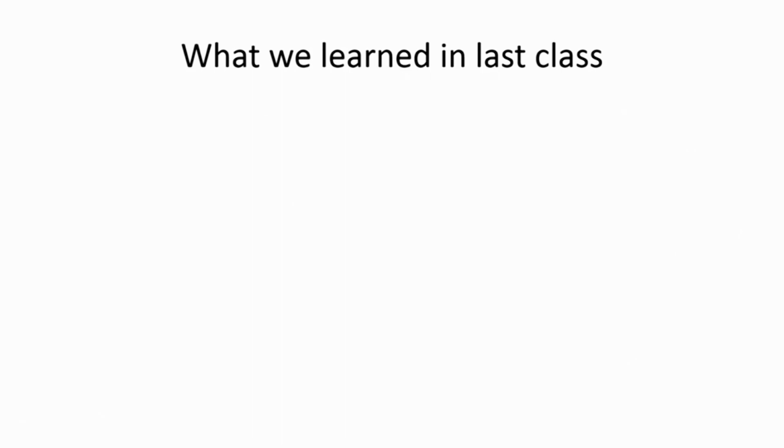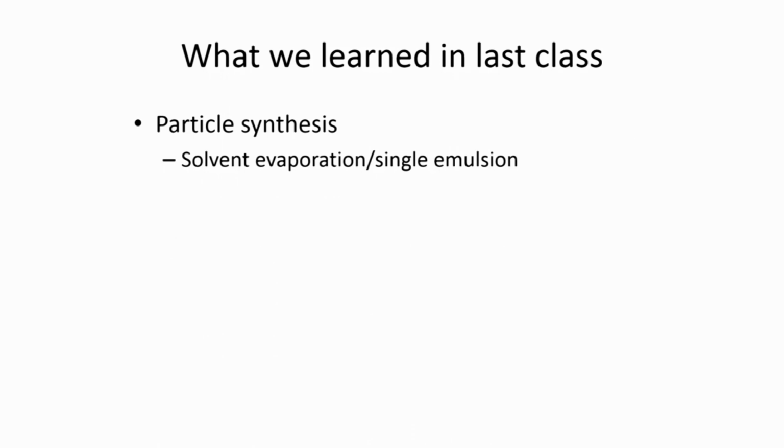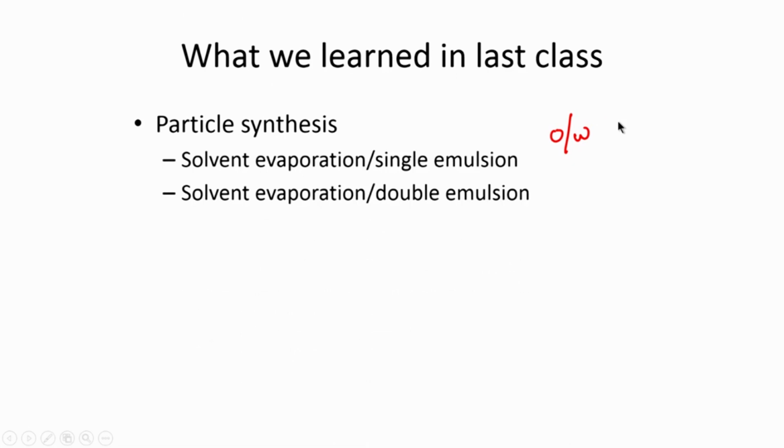Just a quick recap of what we learned in the last class. We are currently talking about particles, micro and nanoparticles, and going over some of the synthesis methods for these particles. We talked about particle synthesis, and in that we basically covered two things. One is solvent evaporation via single emulsion method, that is oil in water, and the other thing we talked about was a double emulsion method, which is nothing but water in oil in water.